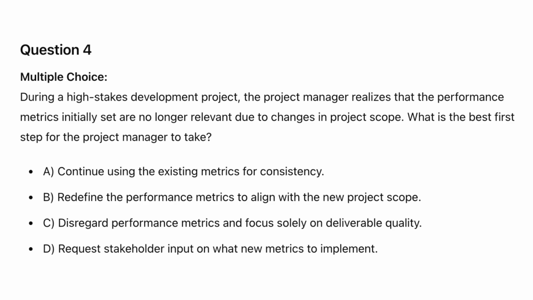A. Continue using the existing metrics for consistency. B. Redefine the performance metrics to align with the new project scope. C. Disregard performance metrics and focus solely on deliverable quality. D. Request stakeholder input on what new metrics to implement.